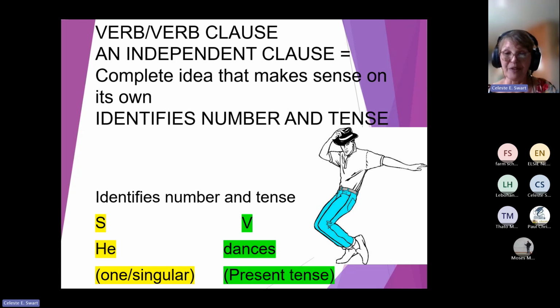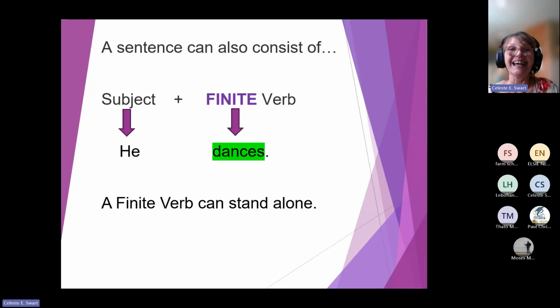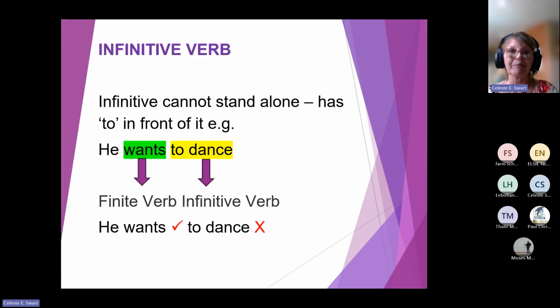Great. I'm very happy that you remember that. Now, a sentence can also consist of a subject and a finite verb. We've just seen the example of the finite verb. And finite means I can stand on my own. I don't need anything else. Wonderful. Because he dances, perfect sentence. And that verb makes perfect sense on its own. It doesn't need anything added to it.